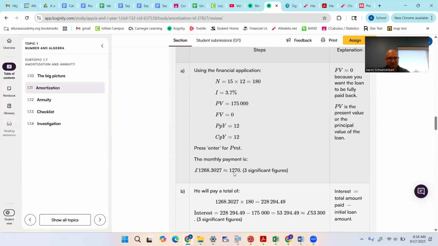Oh, they did round it off to 1270, three significant digits. A lot of times the test, I think, specifies to the nearest cent. It is pretty likely you will have one of these questions on your test.